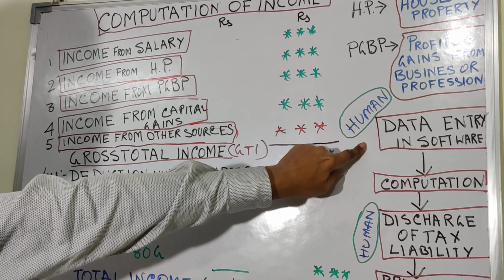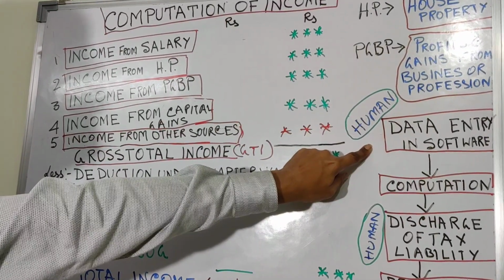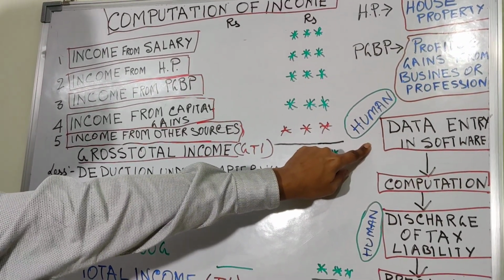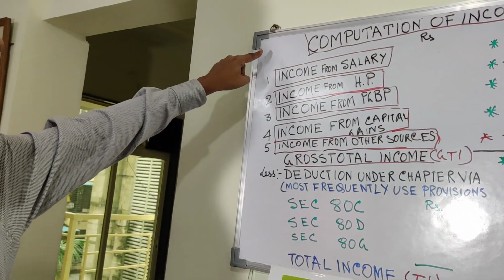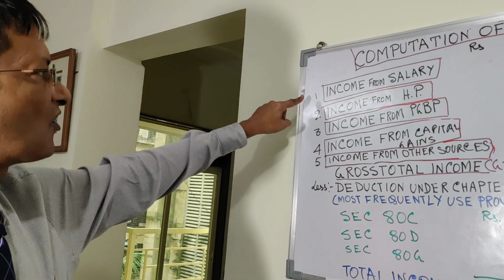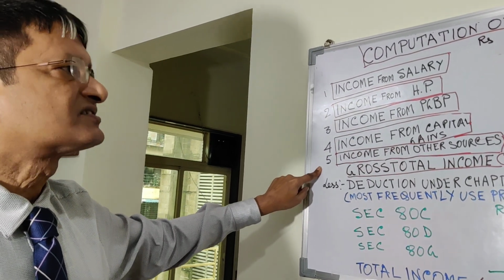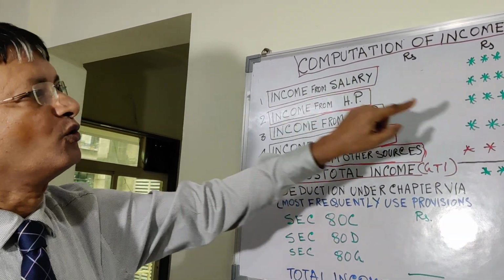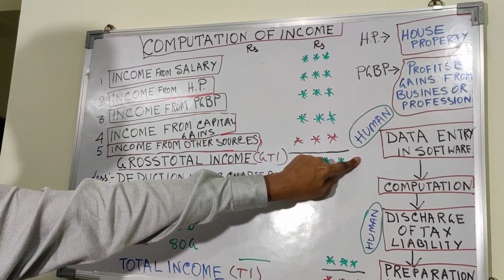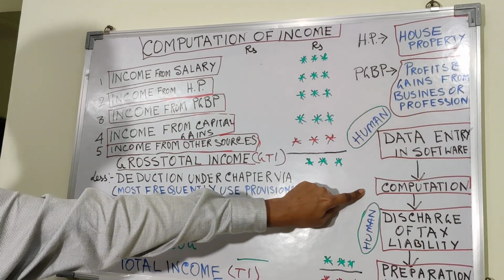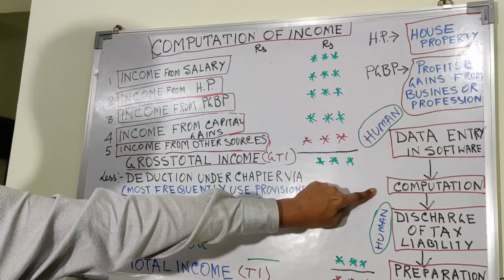But if you want to make the data entry, then software will ask you certain information in certain fields, and you will not be able to put the correct information there unless you know the computation of income under all the 5 heads as per the Income Tax Act. If you have sufficient knowledge on computation of income, only then you can put the data entry in the correct field asked by the software. Thereafter, software will compute the income, and after computation of income, they will compute the tax.